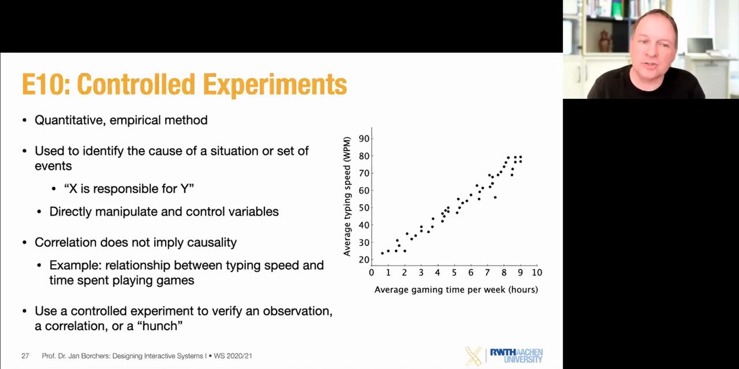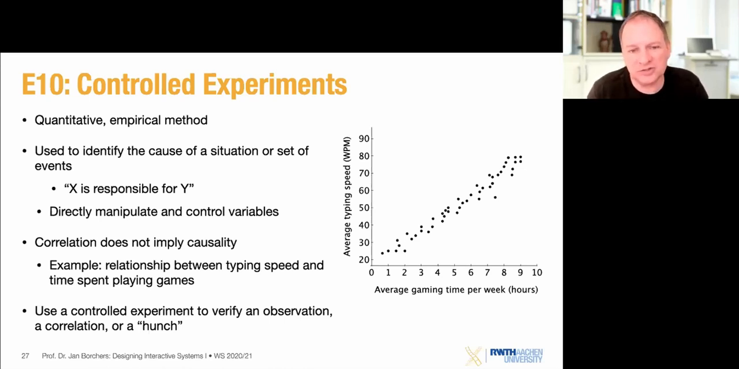Because here we often want to really understand the cause of a situation or set of events. Like, we want to understand why, is X responsible for Y, right? Are users faster interacting with linear menus than pie menus, right? Those kinds of questions. So you directly manipulate and control certain variables, like the type of menu would be a variable, and then you see whether there is a change.